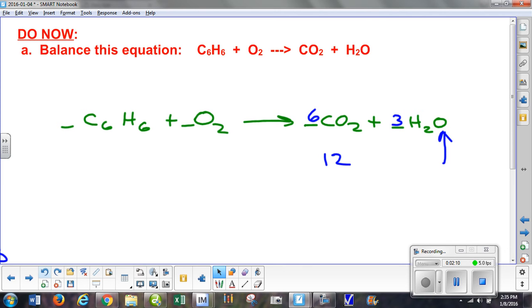The ratio between carbon and carbon on both sides, here and here, is set at 1 to 6. The ratio of hydrogen to hydrogen is set, and now my ratio of the hydrogens here to the hydrogens on the other side are 6 to 6. And that ratio requires that I have a coefficient of 3. So those are fixed and I can't do a thing with them.